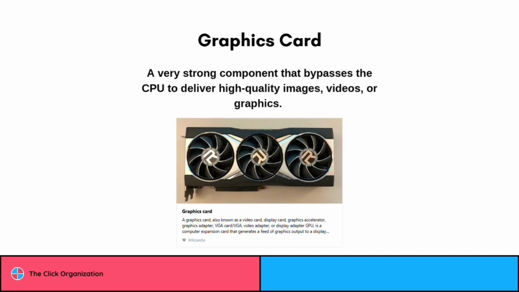and quiet. I am sure that you have heard about graphics card before. Graphics card is basically another type of a computer for itself, and it's a very, very strong component that bypasses CPU. Like, it is stronger than CPU, but in one aspect, not in every other aspect, and that is to deliver high quality images, videos, or graphics.